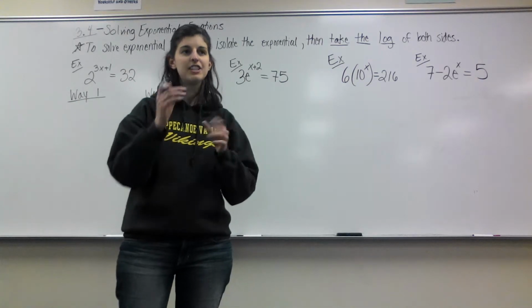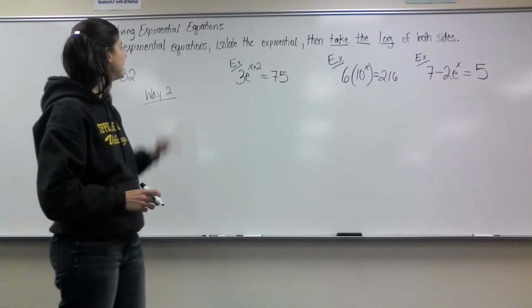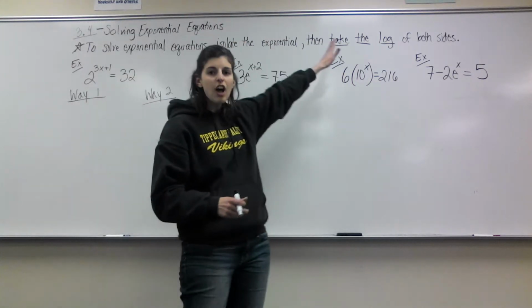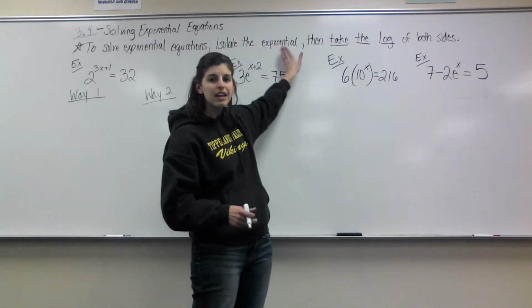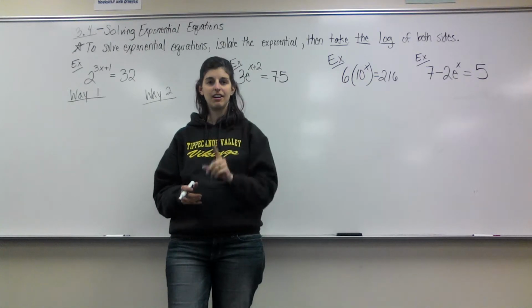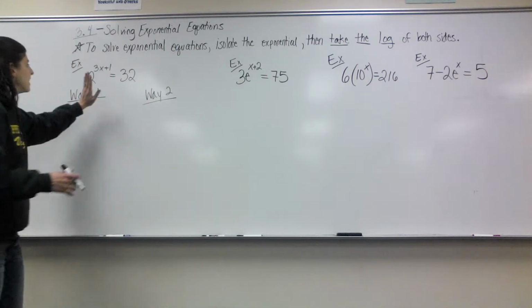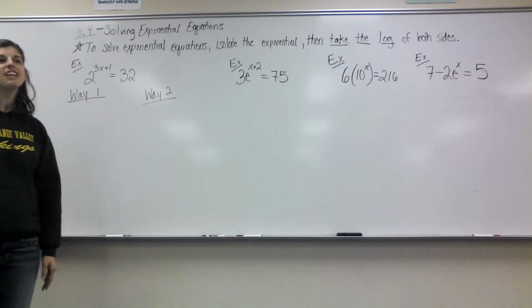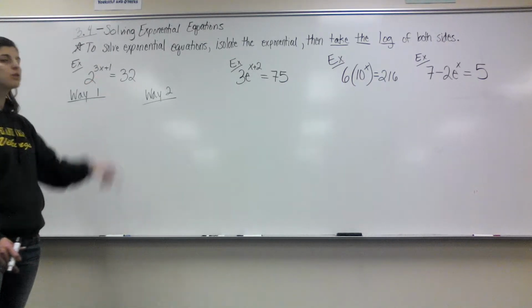Okay, let's do a problem, but to solve an exponential equation, again, you're going to take the log of both sides. You may have to isolate the exponential part first, and we'll get to examples like that. Let's do a more basic one first. All right, here's a problem: 2 to the 3x plus 1 equals 32.